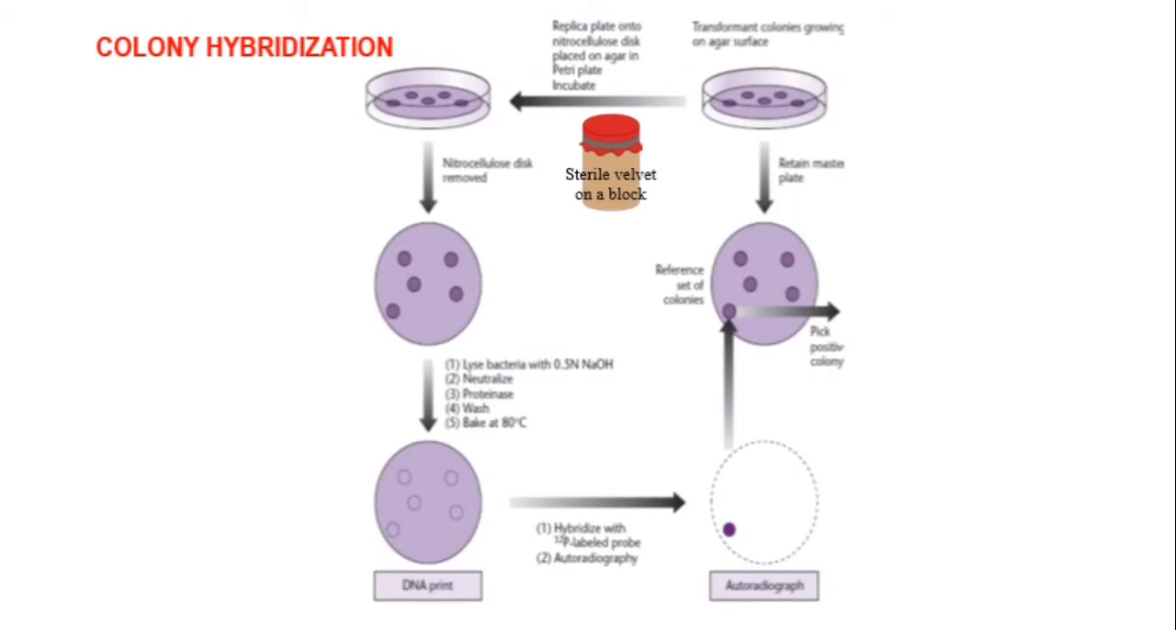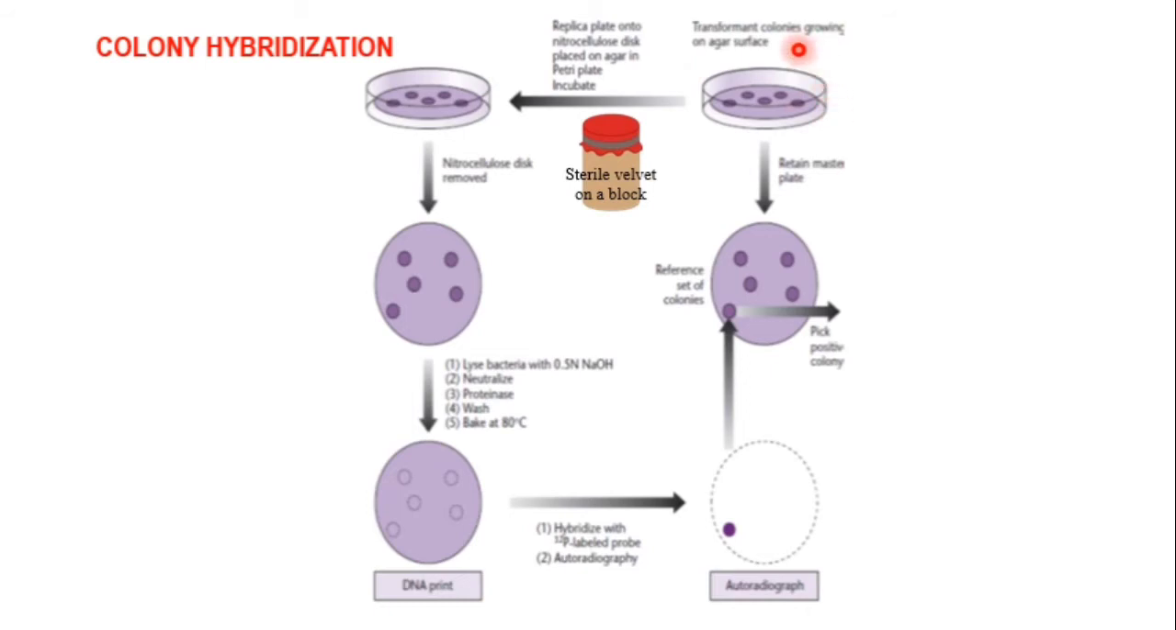We have a plate of medium containing transformed bacterial colonies. This colony hybridization is mainly used to screen a genomic library or cDNA library, because hundreds or thousands of colonies will be there in the library preparation, so from there we can easily isolate our desired DNA containing colony using colony hybridization.